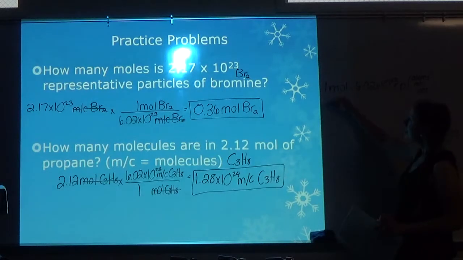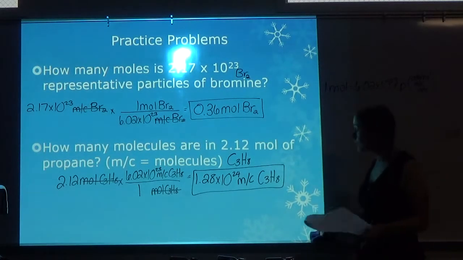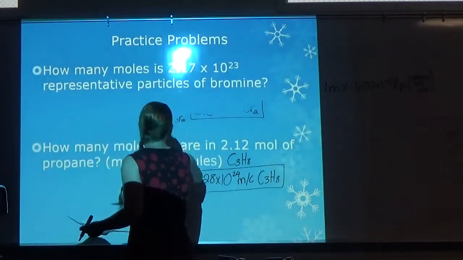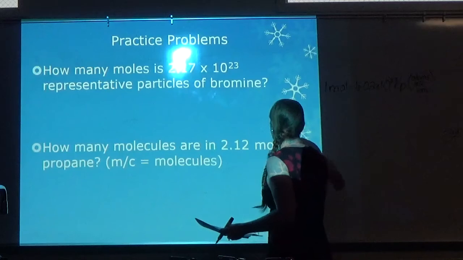All right, and so this is how you use this conversion factor. Now, we're going to learn more conversion factors for the mole throughout this chapter, but this is the one that we'll focus on for this section.